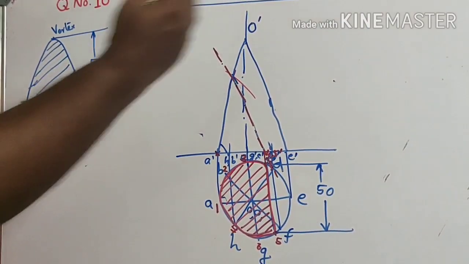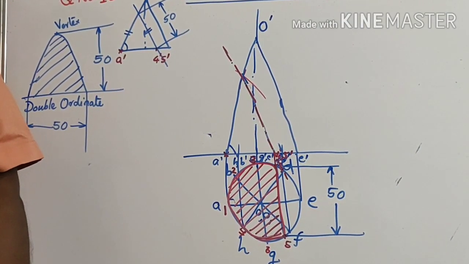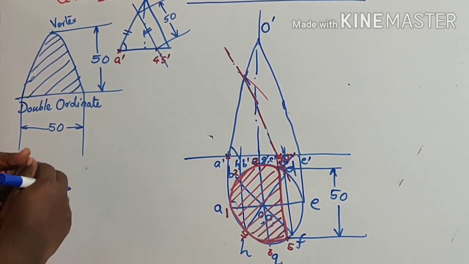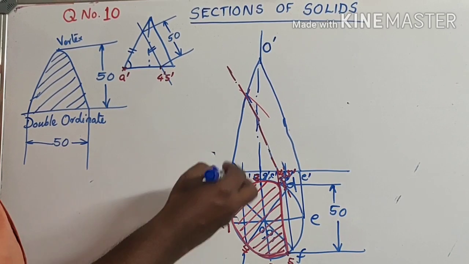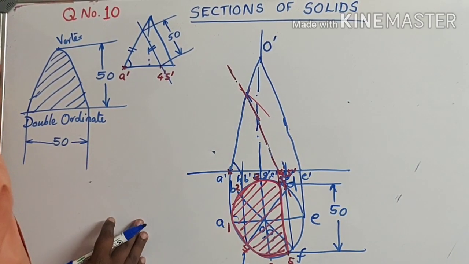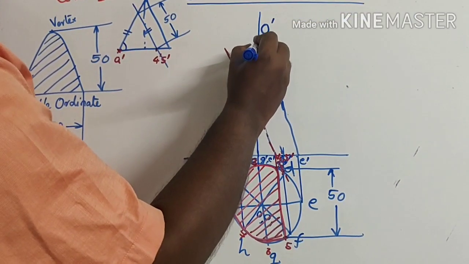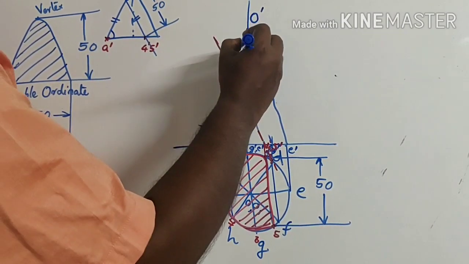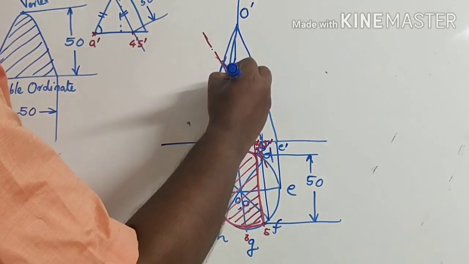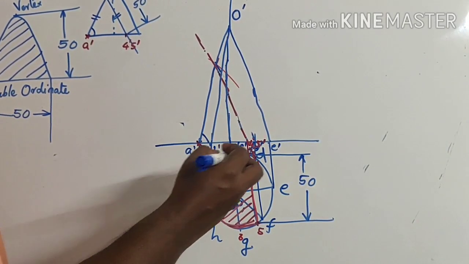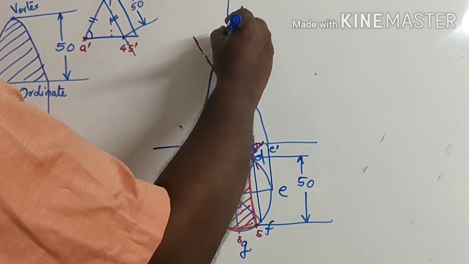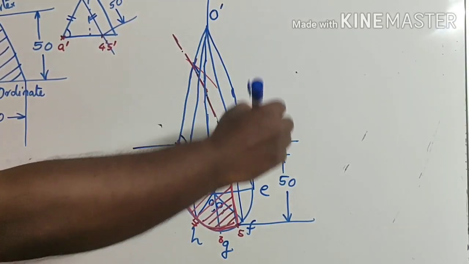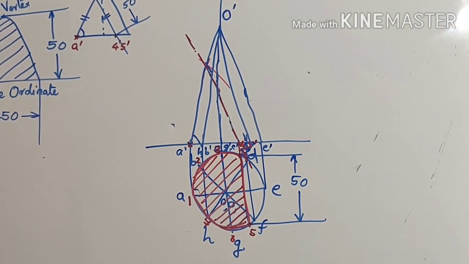So the final section you are obtaining is a parabola. Before going to draw the final parabola, we have to draw the remaining part of the front view. You can connect O dash to H dash B dash, O dash to G dash C dash, then O dash to F dash D dash, and the final part is O dash to E dash.